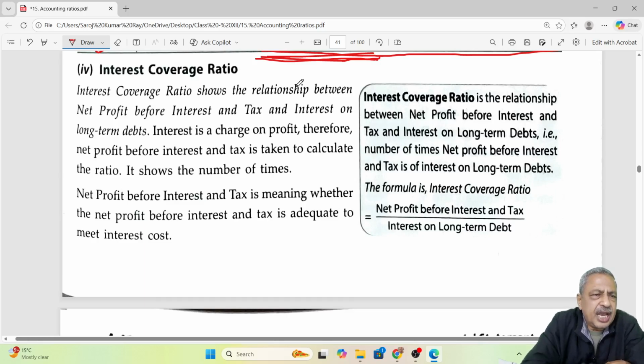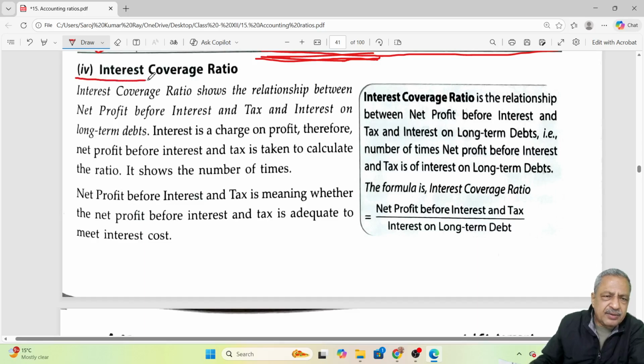Today we are studying accounting ratios. Accounting ratios में आज हम पढ़ेंगे how to calculate interest coverage ratio. Interest coverage ratio कैसे calculate करेंगे?